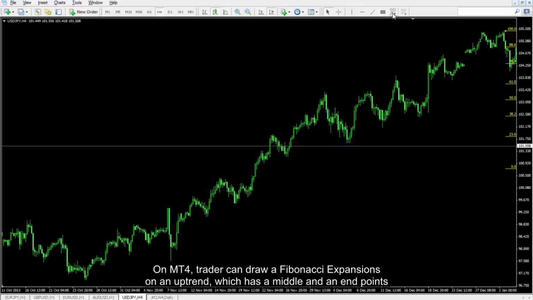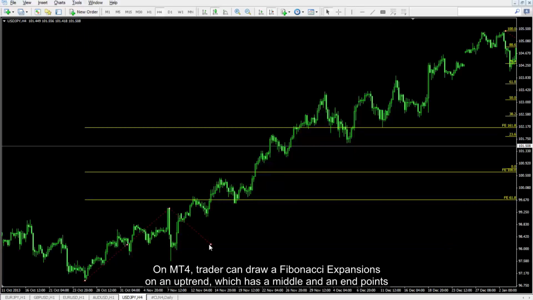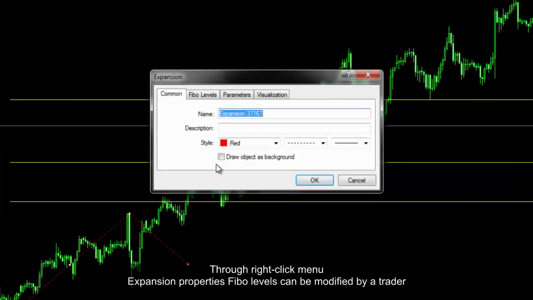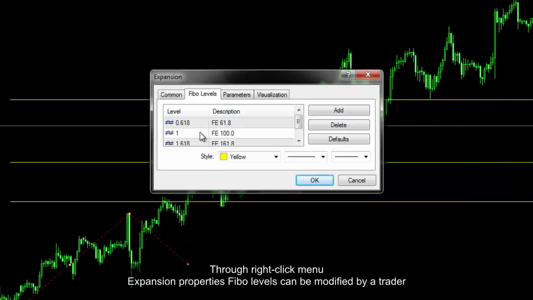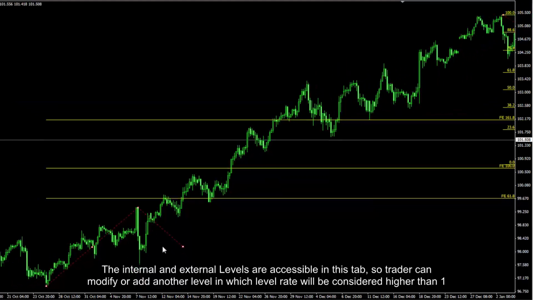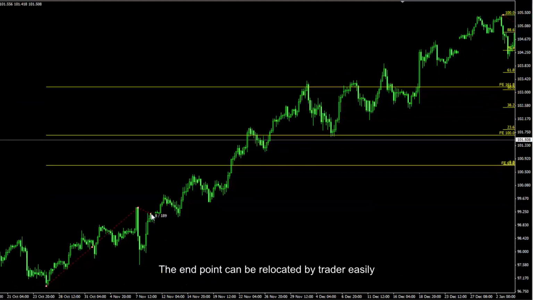On MetaTrader 4, a trader can draw a Fibonacci expansion on an uptrend which has a middle and end points. Through the right-click menu, expansions properties, Fibo levels can be modified by a trader. The internal and external levels are accessible in this tab, so a trader can modify or add another level in which level rate will be considered higher than 1. The endpoint can be relocated by a trader easily.